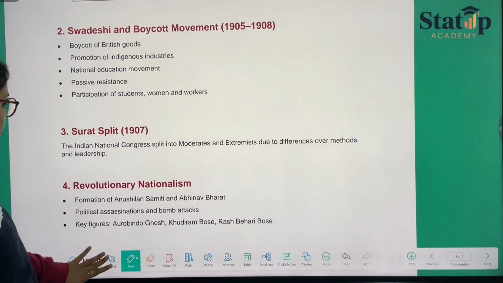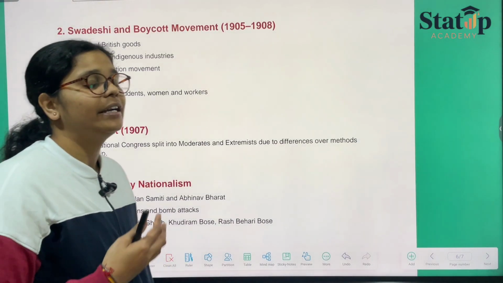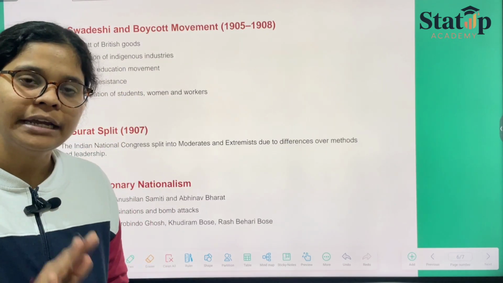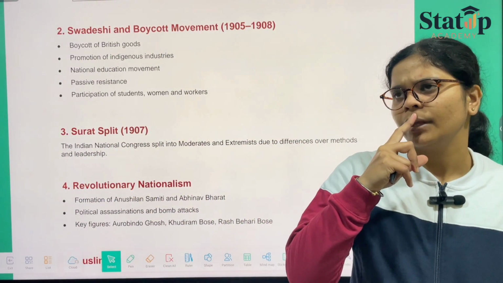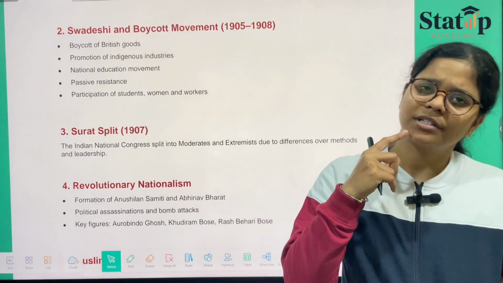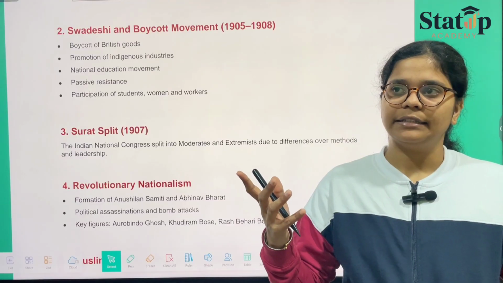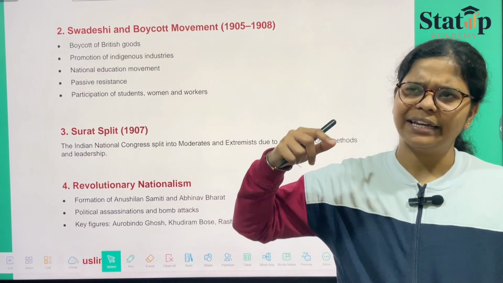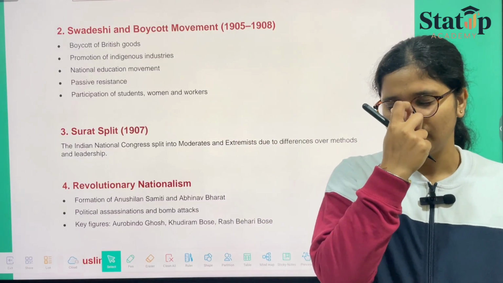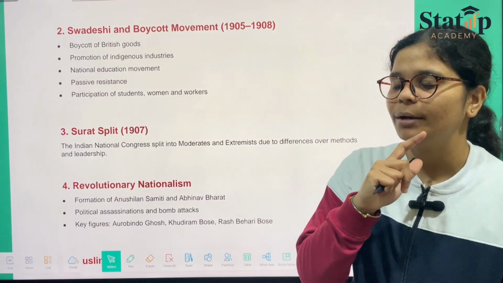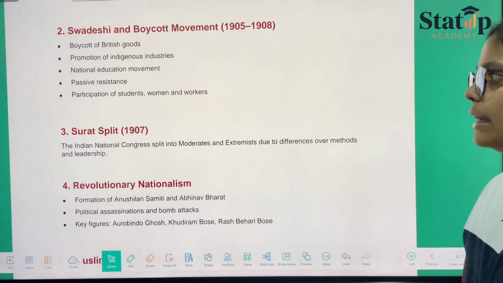Boycotting the British government, British goods, and promotion of indigenous industries, that means the industries that are already there in India. So there was one telefiber washing industry, I guess, that was developed by V.O. Pichai in Chennai, I guess. No, no, it was in Chennai, so developed by Pichai. So that was the first indigenous industry in India.